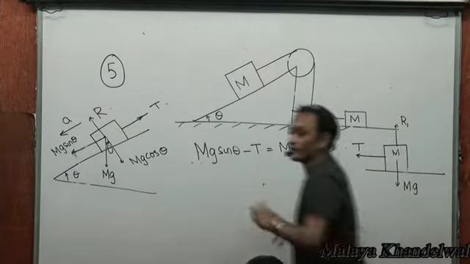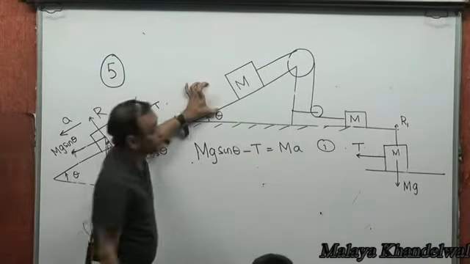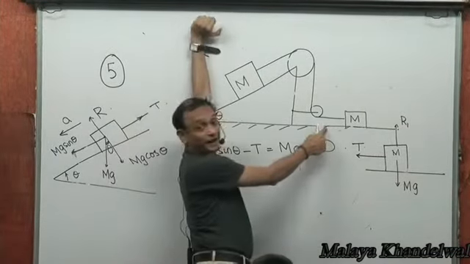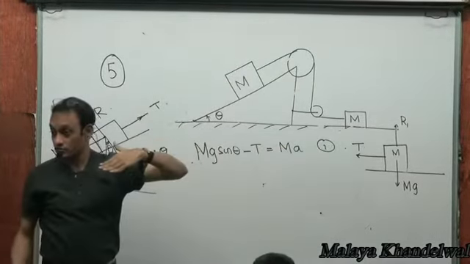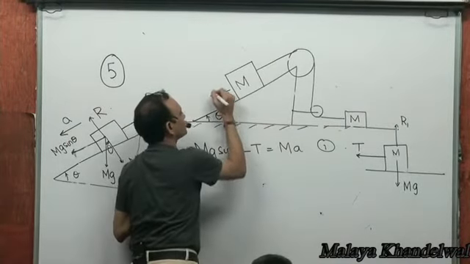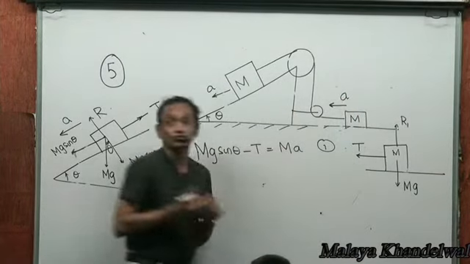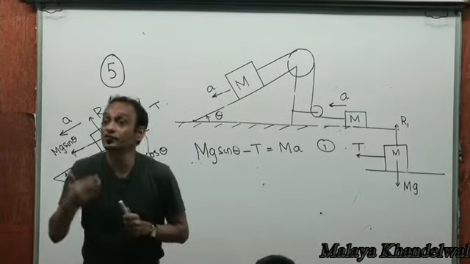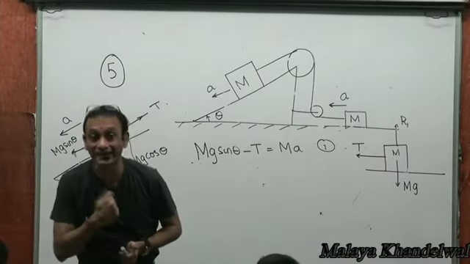Now, do you realize one thing? See, if this moves down the plane by 1 centimeter, this will move to the left by 1 centimeter. Why? To maintain constancy of string length. That's a string constraint. So if I assume that this has an acceleration a parallel to the plane, then this must have an acceleration a parallel to the ground, commensurate with constancy of string length. Inextensibility of string is what guarantees this.